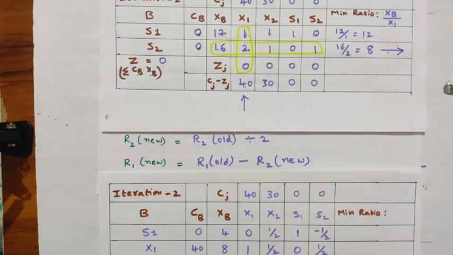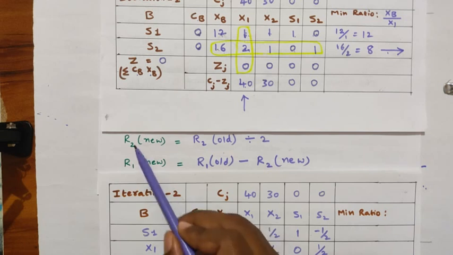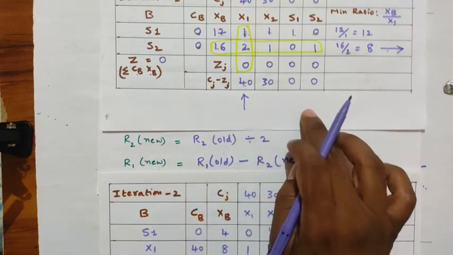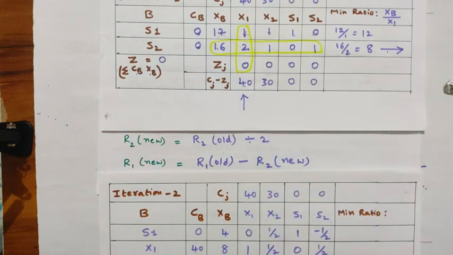In this way we will write the new values. First R2 new is there, that's why I have written the R2 values in the second row first. After that R1 new, I have entered in the first row. In this way, by using these two formulas, I have written the row values. Now we will find Zj.